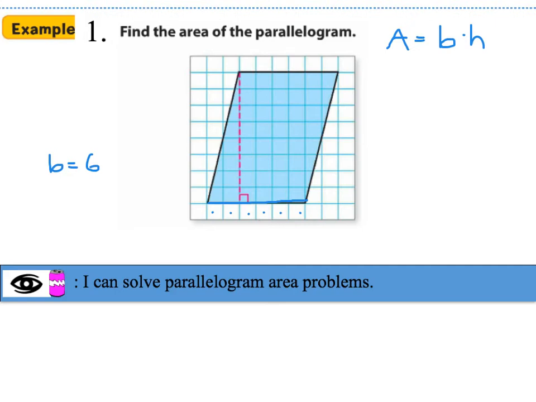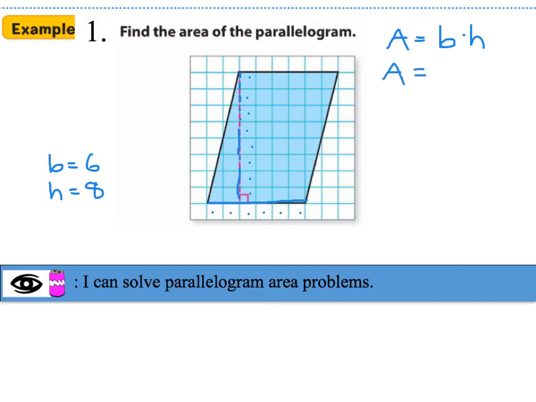Our height is the line that is the diagonal line that touches the 90-degree angle. So if I count those boxes, I have 1, 2, 3, 4, 5, 6, 7, 8. So our height is equal to 8 units tall. Let's use these numbers and plug it into our formula for area.